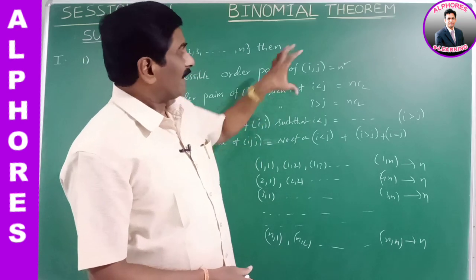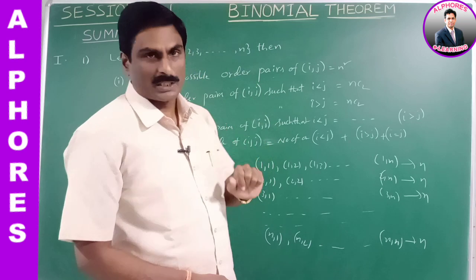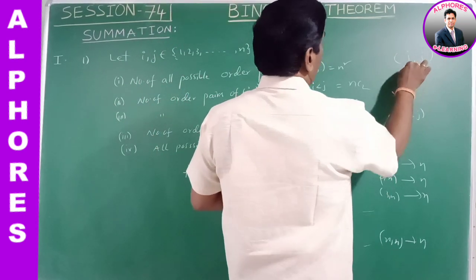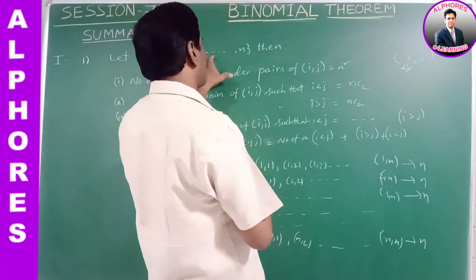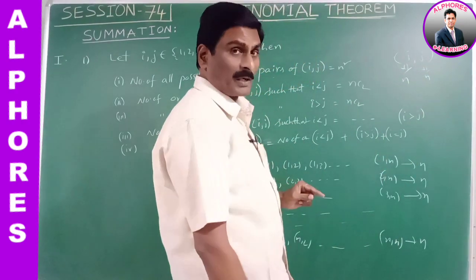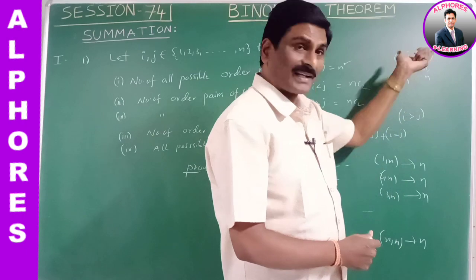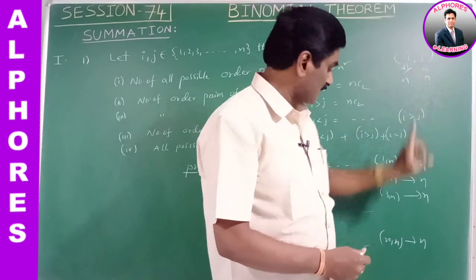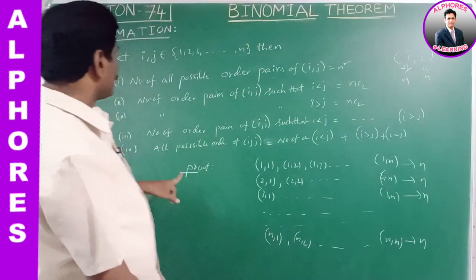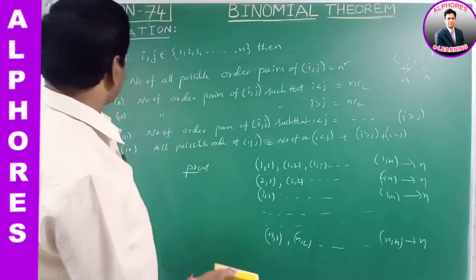But actually, it can be proved by using permutations and combinations, that means the fundamental principle. Suppose i, j are two elements. i has how many chances? i can be filled in 1, 2, 3, so on n ways. It is n chances. j has n chances. By the fundamental principle, the ordered pair is completed only when both i and j are completed. That means n into n, that means n square. The number of ordered pairs is equal to n square. Please note this value. First one, all possible ordered pairs. Okay.